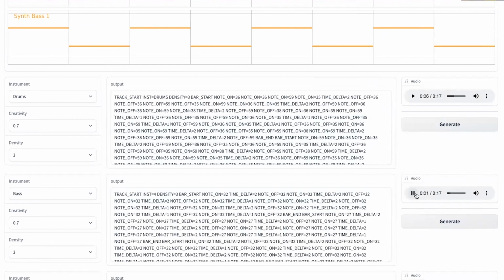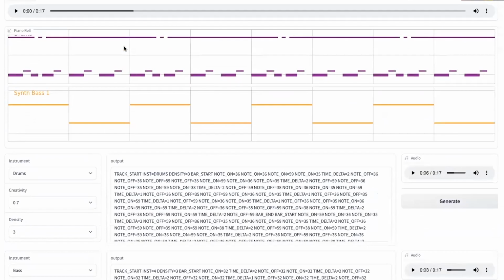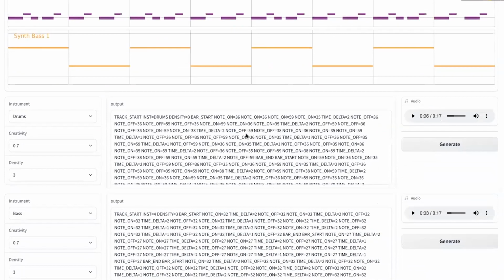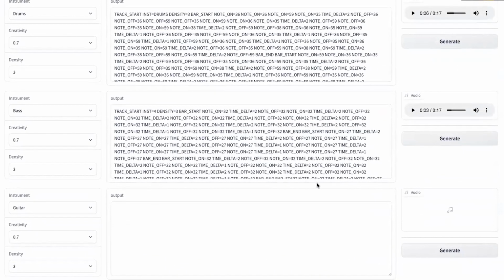Okay, this is good. I like this already. Let's go for this. Let's listen to it together now. Yeah, it's pretty good. Pretty good. Okay. Oh no, it crashed. We crashed it. Okay, let's try to be well.